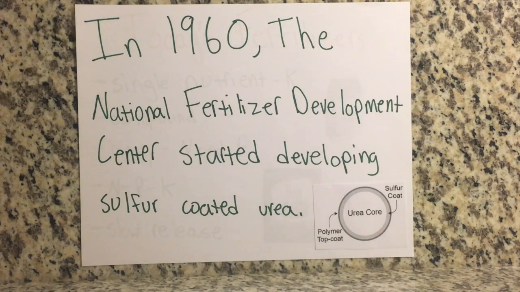In 1960, the National Fertilizer Development Center started developing sulfur-coated urea, and down at the bottom right-hand corner you can see a urea core fertilizer granule, with a sulfur coat around the core of urea, and then around the sulfur there's a polymer top coat.